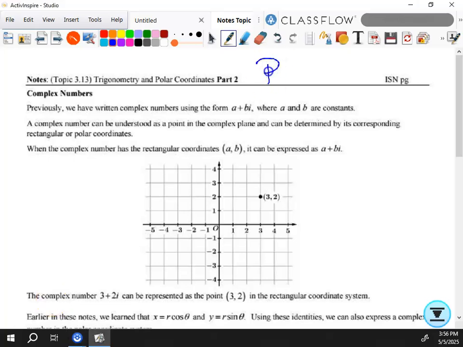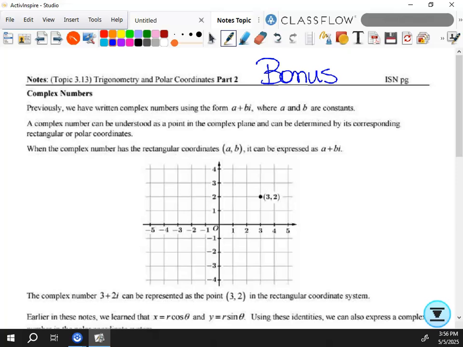Alrighty, this is one of your bonus lessons. And so you can put it on whatever ISM page you want. We are going back to 313. So 313 part 1, that is where we converted rectangular coordinates to polar and vice versa.